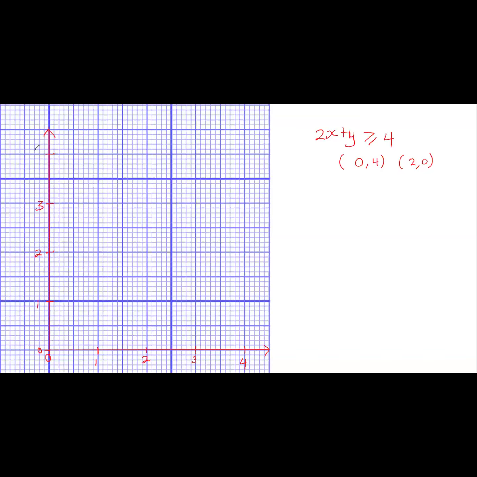Now, these are my points. So I'm going to plot 0, 4 as a point here. And then 2, 0 as a point here. Now, after plotting, you see this is greater than or equal to. You need to know that for that one, we use a bold line. So what you do, you get your ruler. And now this is my ruler. So I'm going to come and draw this line.